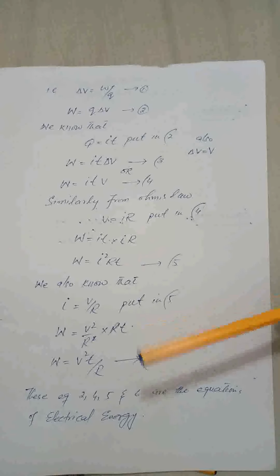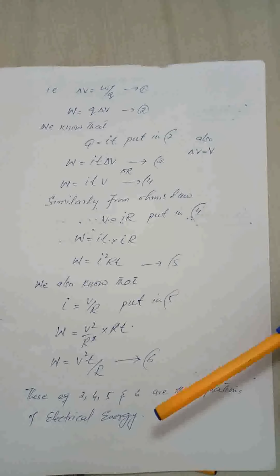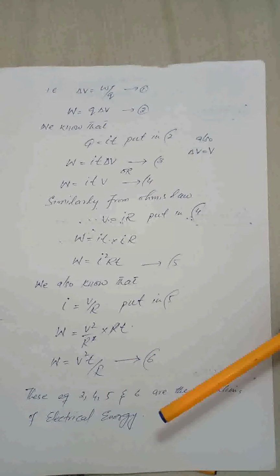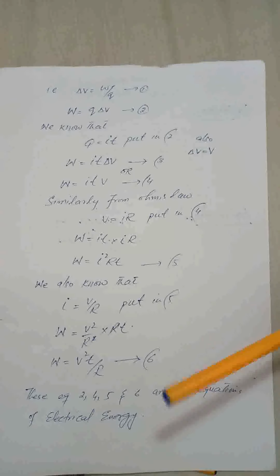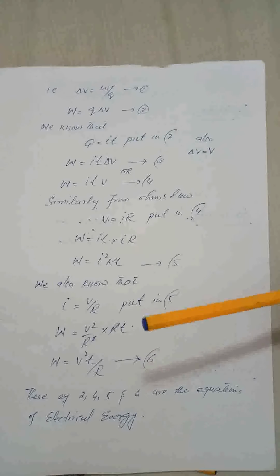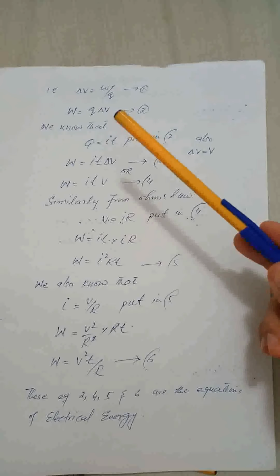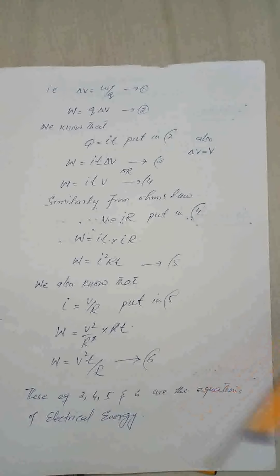Why do we derive different forms of the electrical energy equation? Because in different situations we have different types of given data. So for our simplicity in solving numerical problems, we will put the suitable equation where it is applicable.